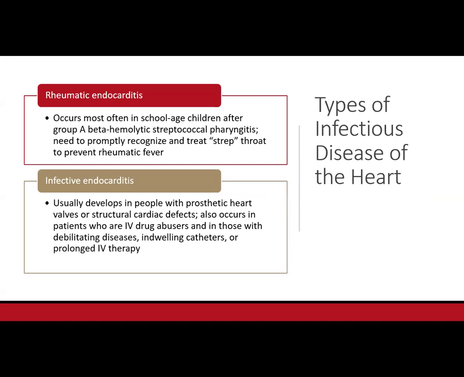So we've got 2 types of these endocarditis, or types of infectious diseases of the heart. We've got rheumatic endocarditis, which occurs most often in school-age children after group A beta hemolytic streptococcal pharyngitis. So this is why we need to promptly recognize and treat strep throat to prevent this rheumatic fever. Because what happens is we don't fix the problem, and we'll talk about this in MedSearch 3, so our body basically develops antibodies against what happened, but we're attacking self instead of attacking what we need to attack. So we didn't treat the strep, and now it's much worse.